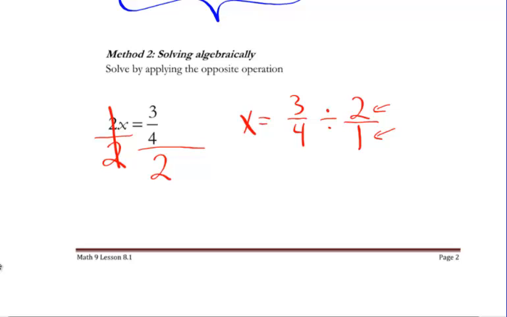Now that's going to help me because I'm going to change this to 3/4, and remember from last year in your fractions unit, we can change a division statement to a multiplication statement. And we do that by multiplying by the reciprocal. And the reciprocal just means to flip the second fraction upside down. So the denominator now becomes a numerator, which is a 1, and the numerator becomes the denominator, which is the 2. We multiply straight across, so 3 times 1 is 3, 4 times 2 is 8. And we end up with the same answer.